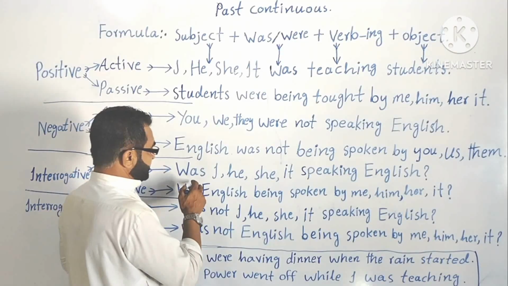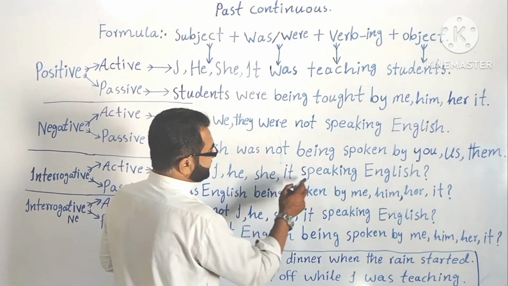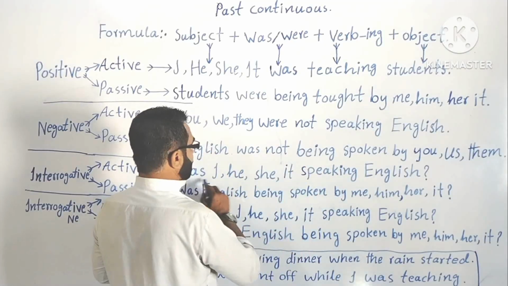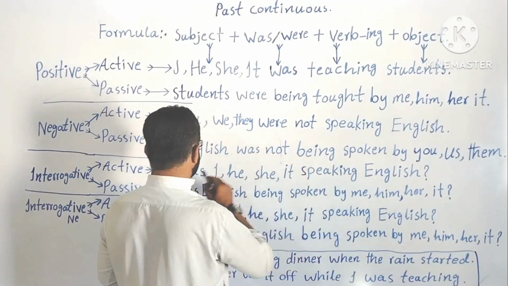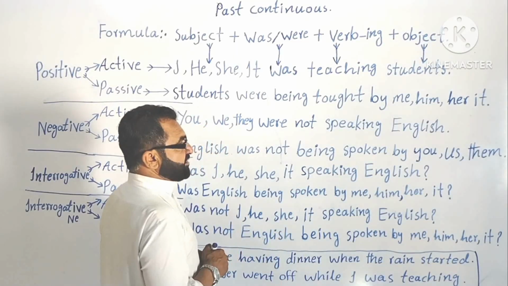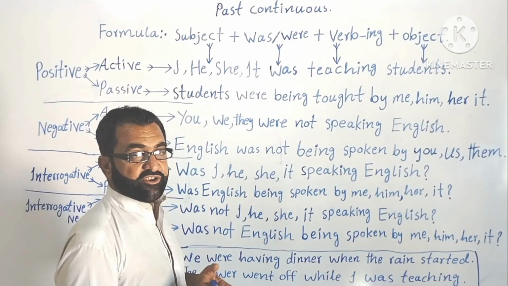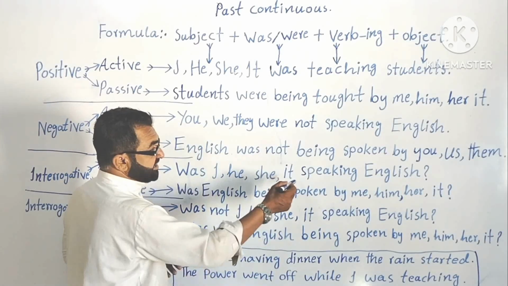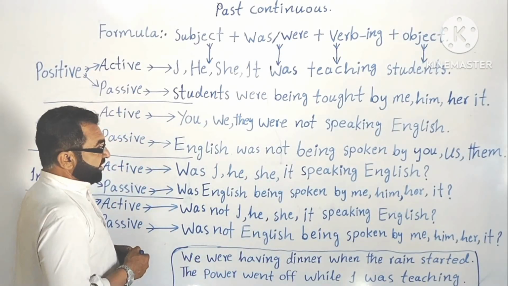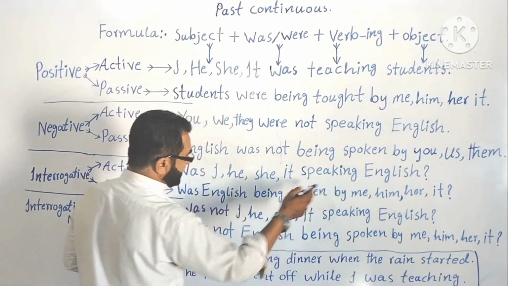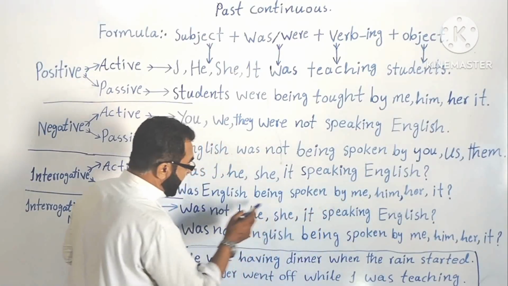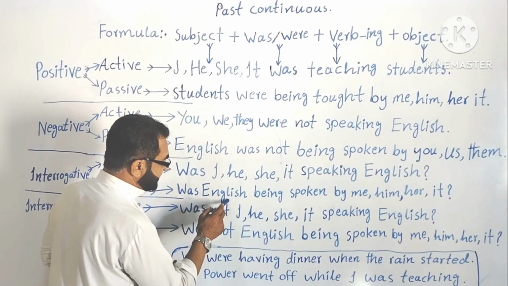Now listen to the active voice. Was I speaking English? Was he speaking English? Was she speaking English? Was it speaking English? If you want to take another singular name also, you can use it. Was Ali speaking English? Correct? Now this English has become the subject of passive voice. This object of active voice has become the subject of passive voice.